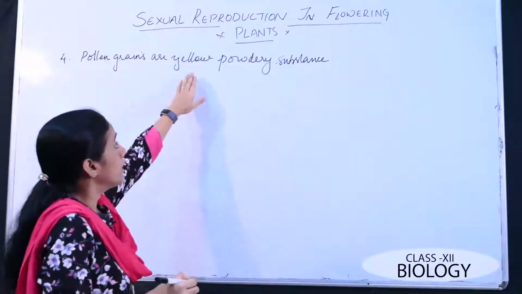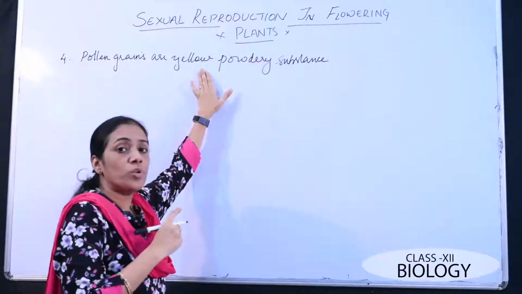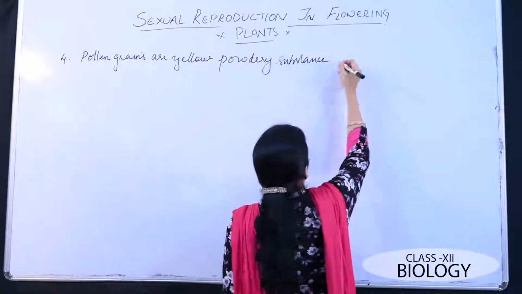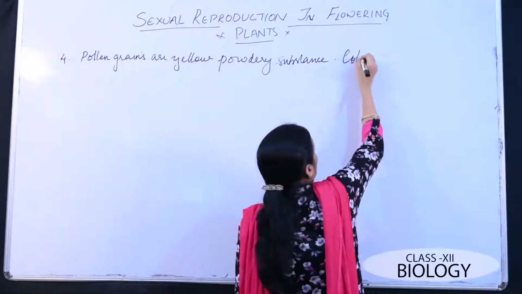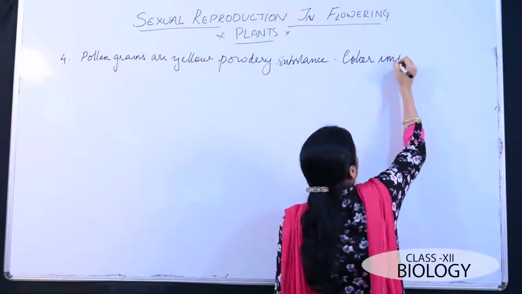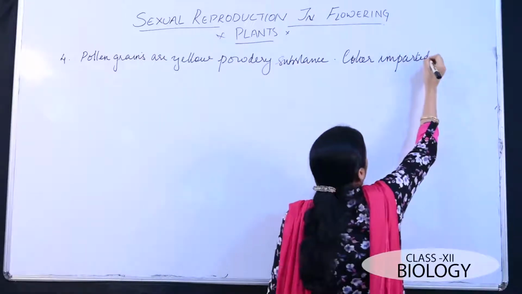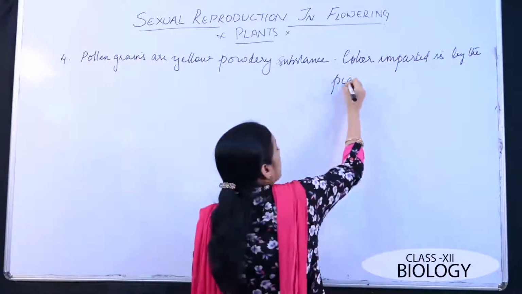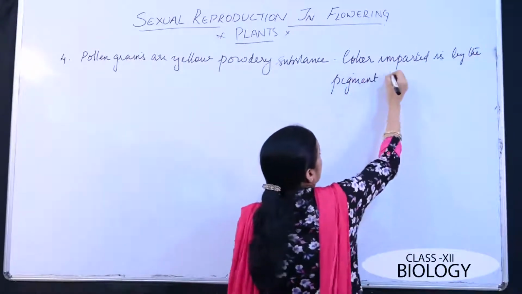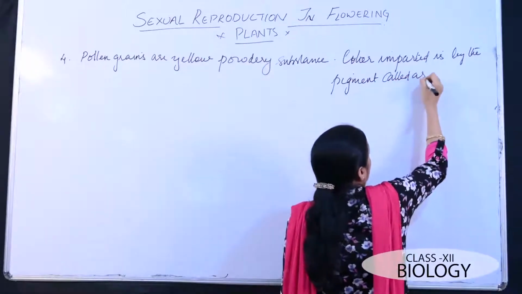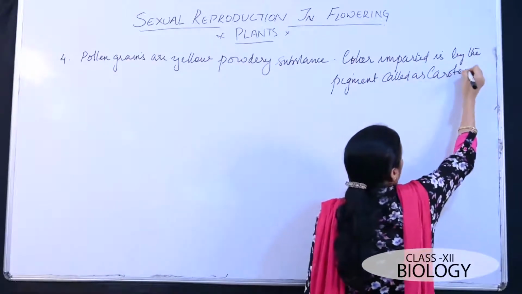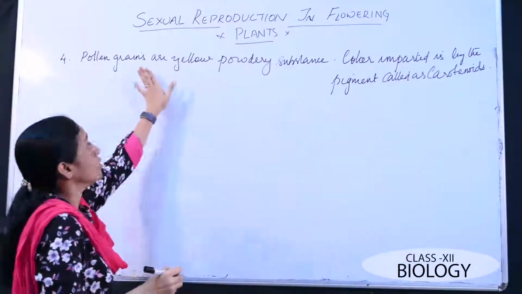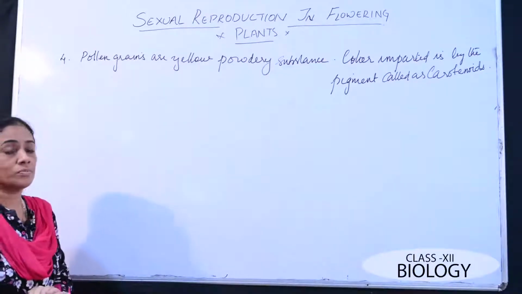And this yellow color is imparted to the pollen grains by the carotenoids. Color imparted to the pollen grains is by the pigment called the carotenoids. You are familiar with this term, pigment called carotenoids. They impart a yellow color to the pollen grains. Okay.